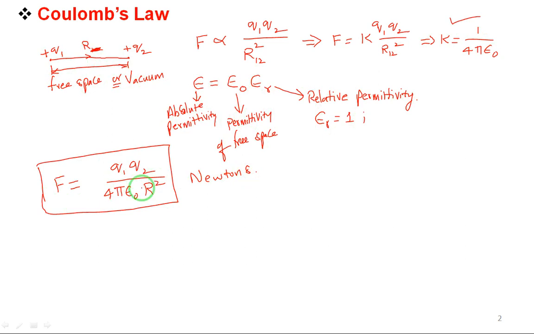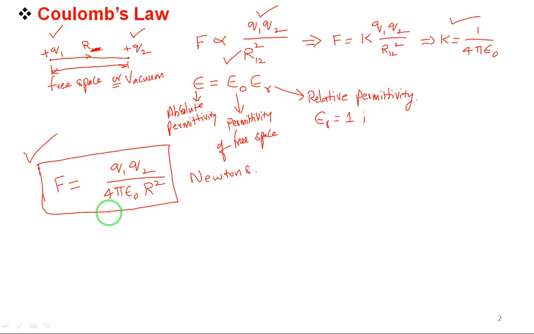And here one more thing: these two charges q1 and q2 are very small objects separated by a small distance r, and they are placed in free space or vacuum. This is the condition. If they are placed in some other medium, then this force equation is not applicable, right? This is the regular Coulomb's law. Once again I will define it: the force of attraction or repulsion between two charged bodies separated by a small distance is directly proportional to the product of the charges and inversely proportional to the square of the distance between them. This is the definition of Coulomb's law.